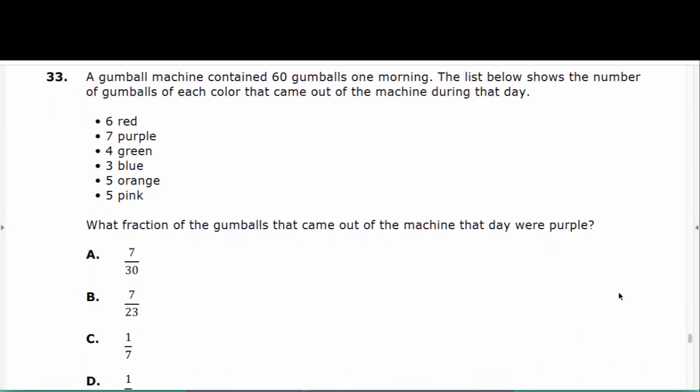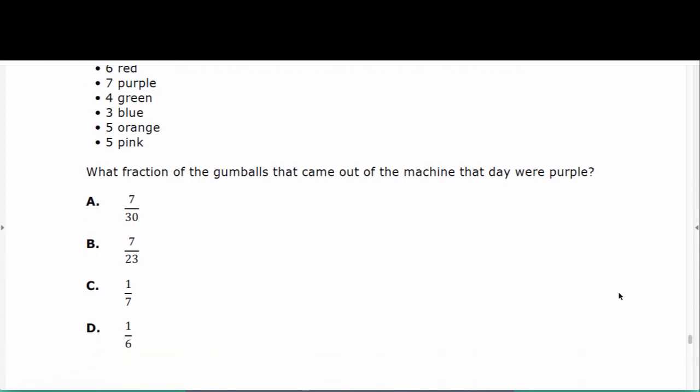Question 33. A gumball machine contained 60 gumballs one morning. The list below shows the number of gumballs of each color that came out of the machine during that day. 6 red, 7 purple, 4 green, 3 blue, 5 orange, 5 pink. What fraction of the gumballs that came out of the machine that day were purple? A. 7/30. B. 7/23. C. 1/7. D. 1/6.